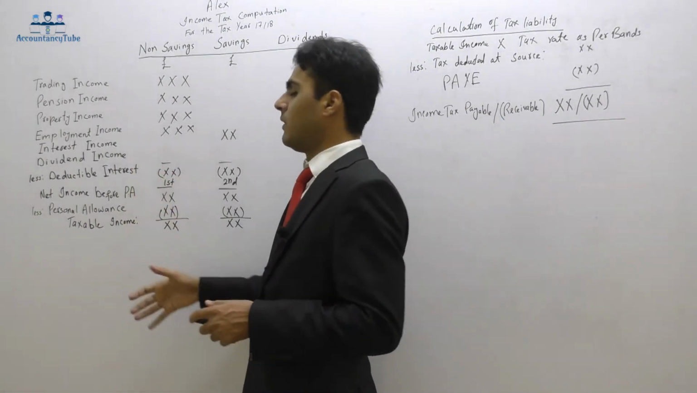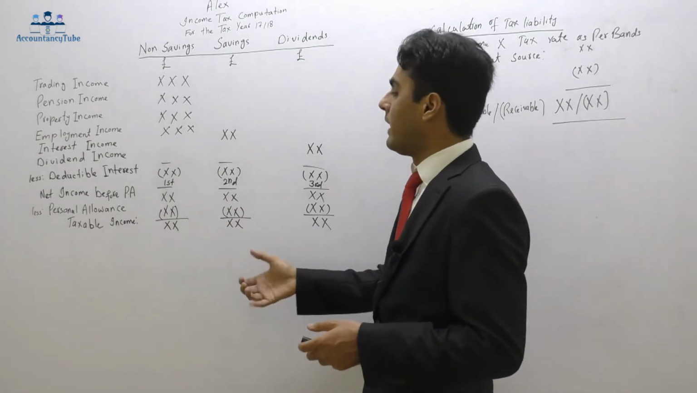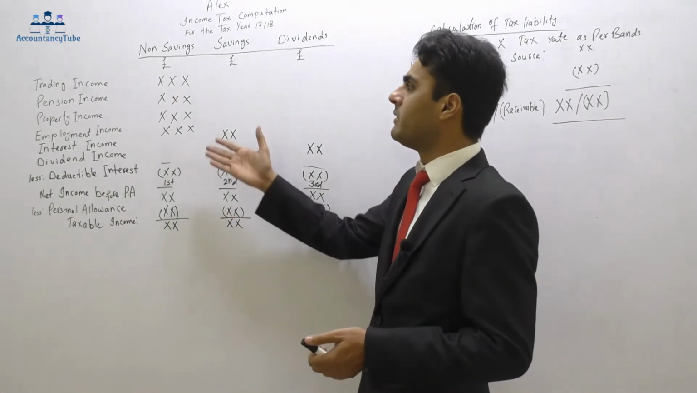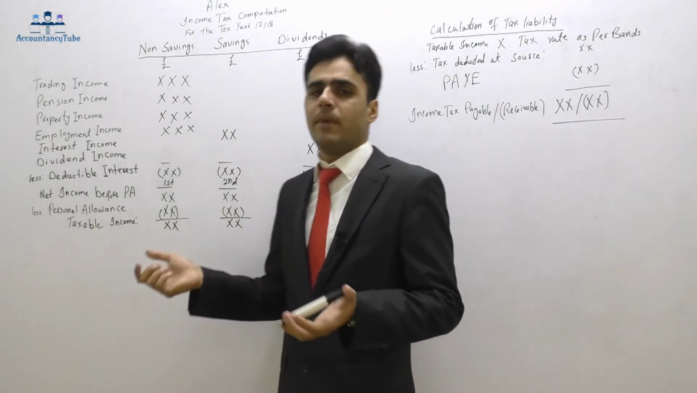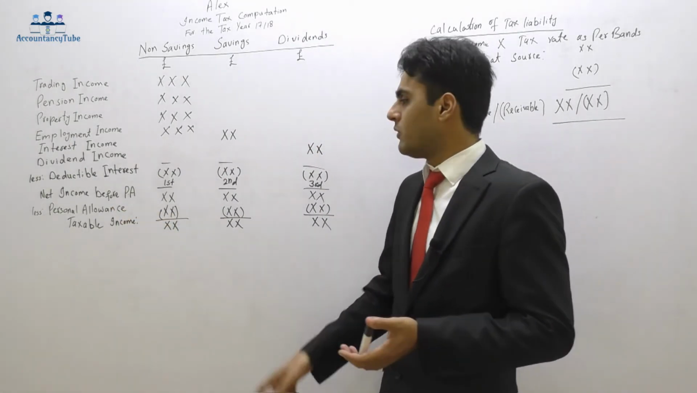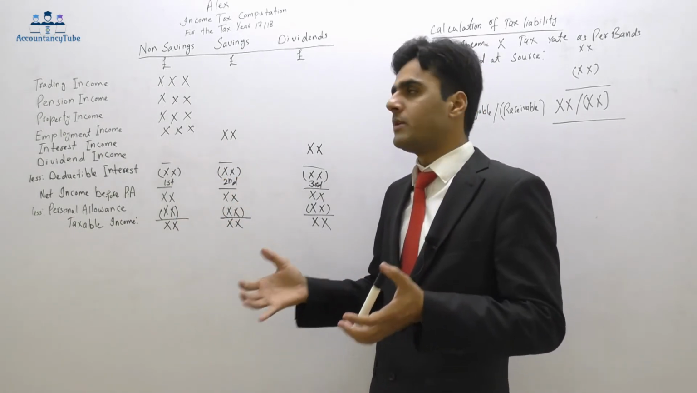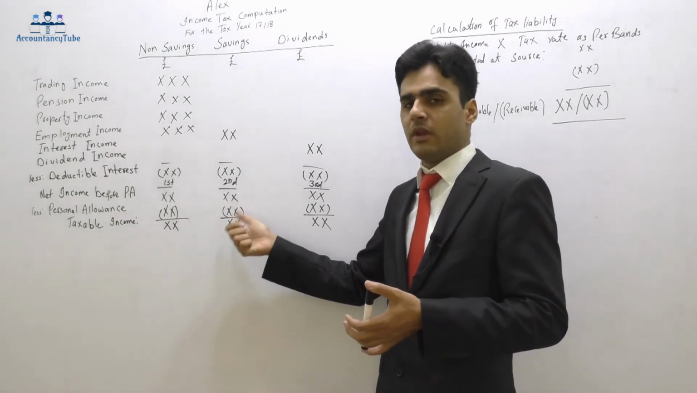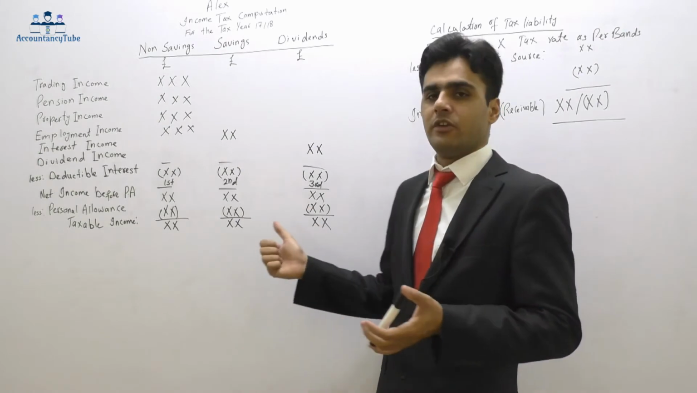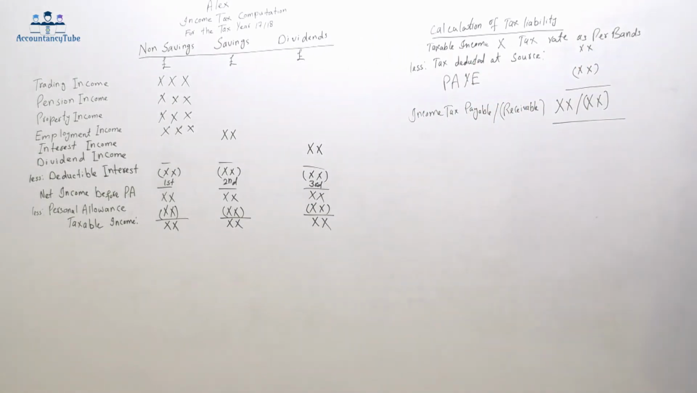Both of these will first be deducted from the non-savings income, then from savings income, and if there is still anything left, we will deduct it out of the dividend income. Sometimes what happens is that non-savings income is just £100 for example, whereas the deductible interest is more than £100. So we will deduct that to make the non-savings income zero. Then the remaining deductible interest, we will deduct it out of the savings income, and if there is still anything left in the deductible interest, then from dividend income. Likewise for personal allowance as well. But the question arises, what is deductible interest?